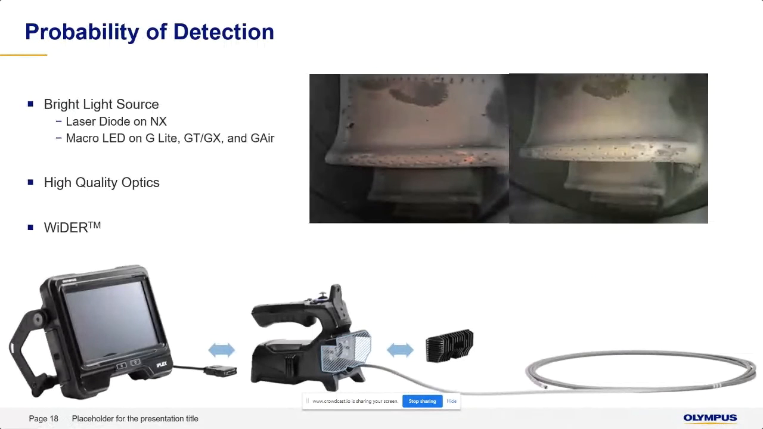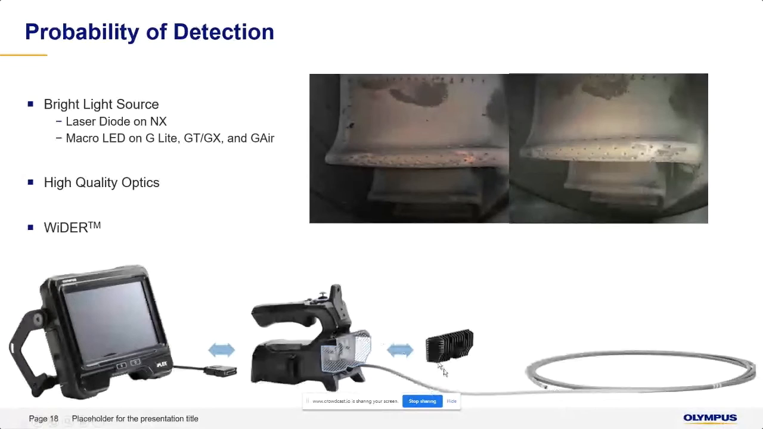Bright light source. So, laser diode on the NX, as I mentioned. Laser diode in the base, the light travels through a fiber optic cable and then comes out the end. Just like the NX, the light source is in the base, or the handle, let's say, and the light travels through the insertion tube and out the end of the tip adapter.